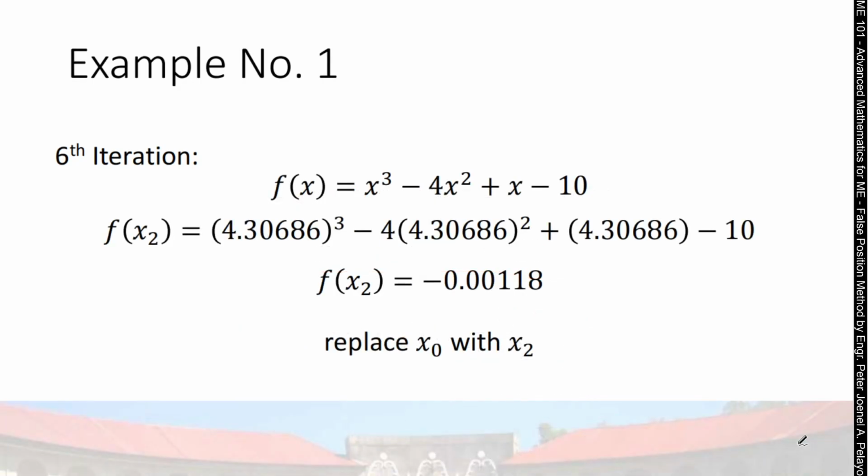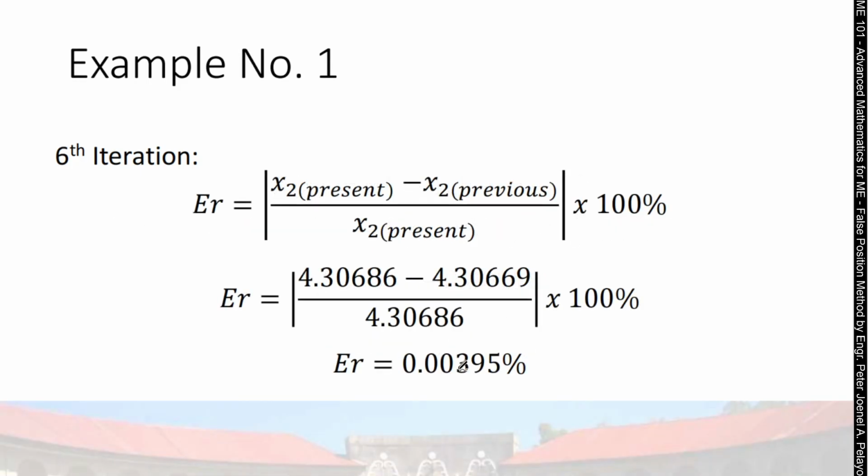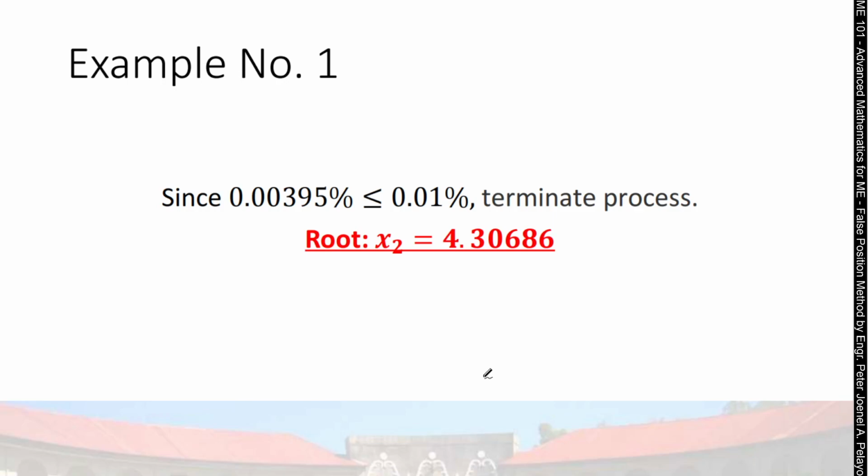So, f of x natin is x cubed minus 4x squared plus x minus 10. F of X2 natin is equal to 4.30686 cubed minus 4 times 4.30686 squared plus 4.30686 minus 10. F of X2 natin is negative 0.00118. So, replace X0 with X2. So, relative error of 0.00395%. So, since ang relative error natin is less than or equal to 0.01%, terminate process.